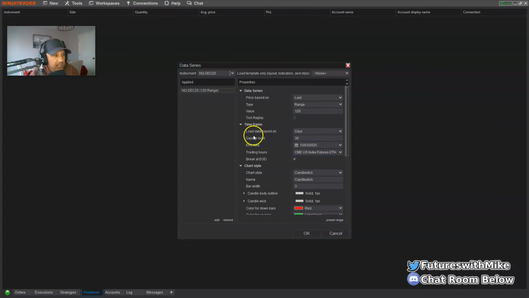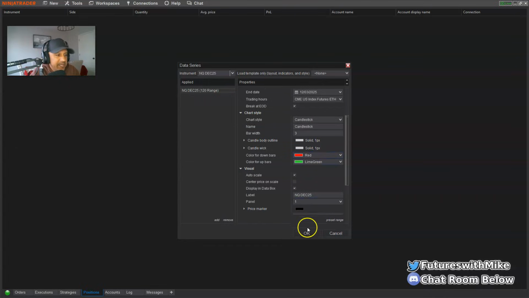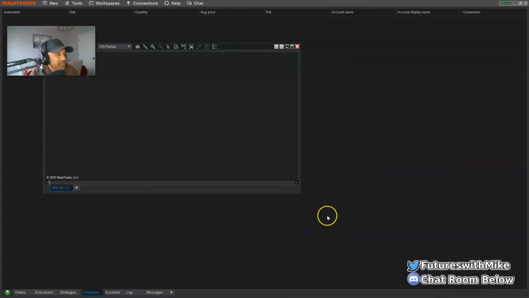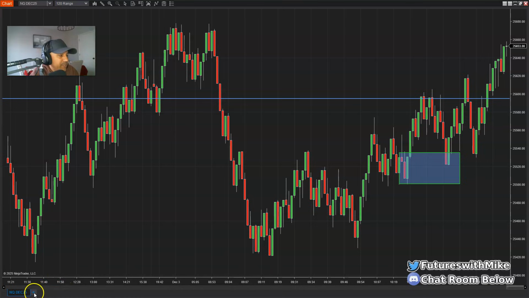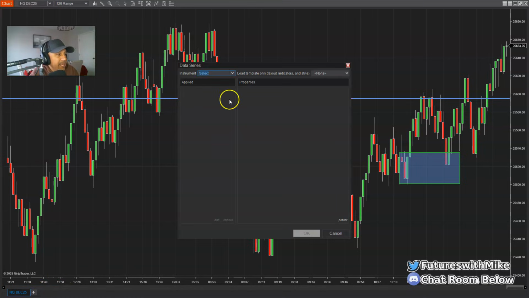Load data based on days, and days to load 30. And then I changed the trading hours to CME US Index Futures ETH. Everything else I'll leave the same. Click OK, and it should bring up this chart for me on the 120 range once the data gets populated. From there, if you want to set up another chart, you just go down to the bottom and do the same thing.